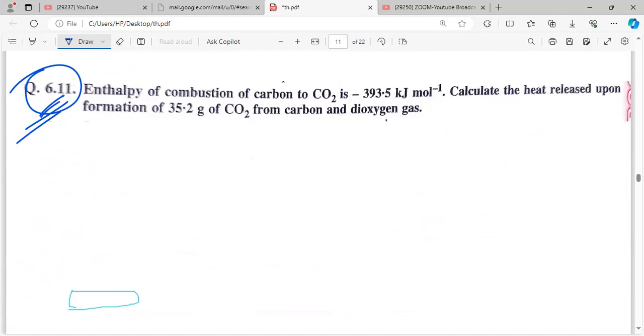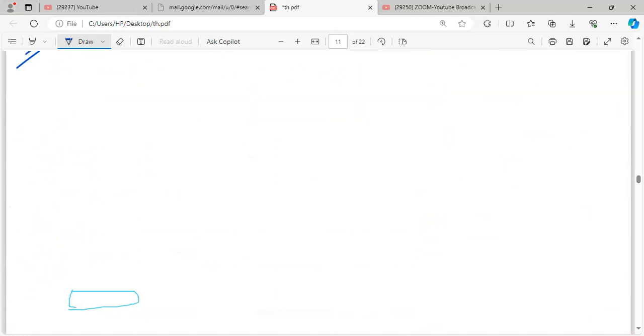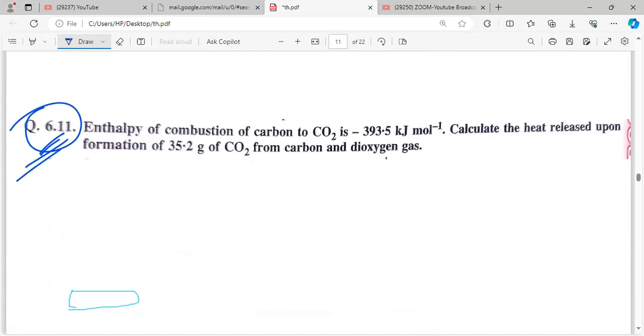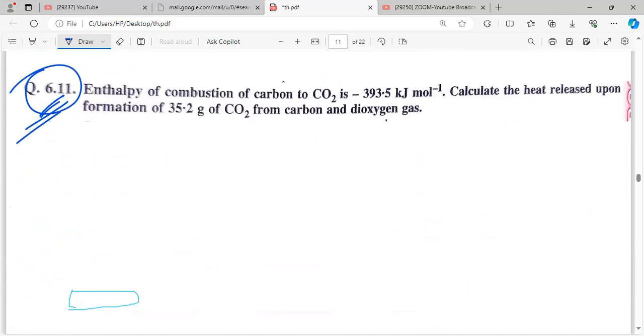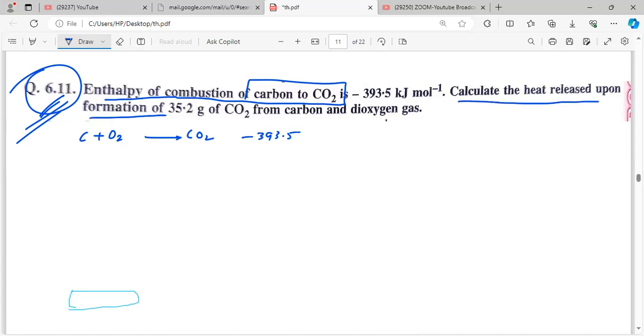6.11. Can you try this one? Or should I do? So, heat released upon formation. Sir, you do, sir. This type of problem I do not know how to solve. Just now we have done one. See, enthalpy of combustion of carbon to CO2. Carbon is burning, C and O2 give CO2, and they are saying 393.5. Calculate the heat released upon the formation of 35.2 gram of CO2 from carbon.